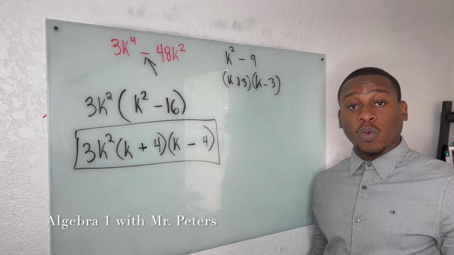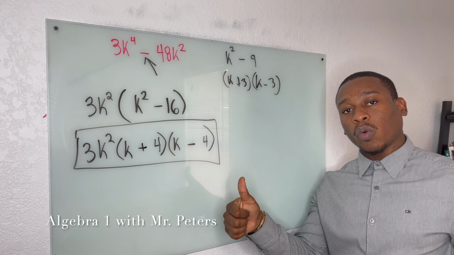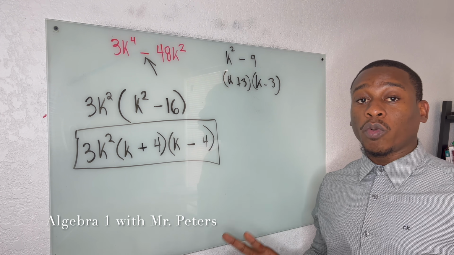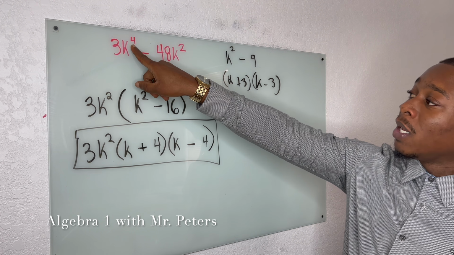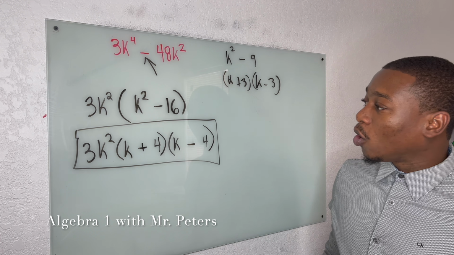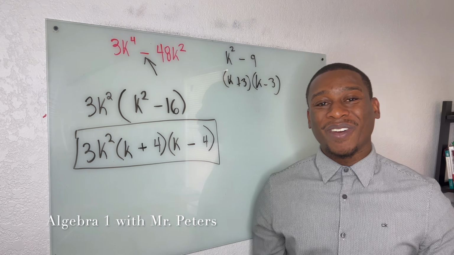So working with difference of squares, guys, just be good with your square roots, practice them, remember them. Also the square root of variables and exponents: just divide your exponent by 2. And then the last thing you want to do, guys, just check for your greatest common factor.